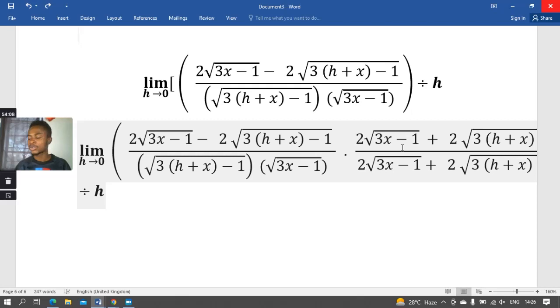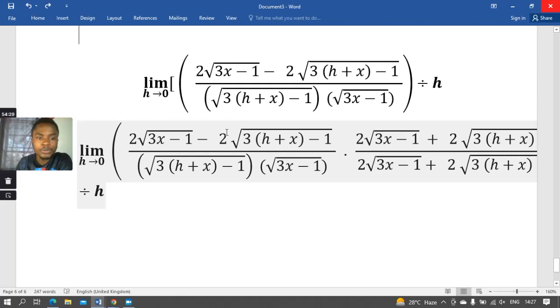2 square root 3x minus 1, and then plus 2 square root 3h plus x. Okay, that's it, ladies and gentlemen. So the next step is just to expand. You multiply these guys times those guys.